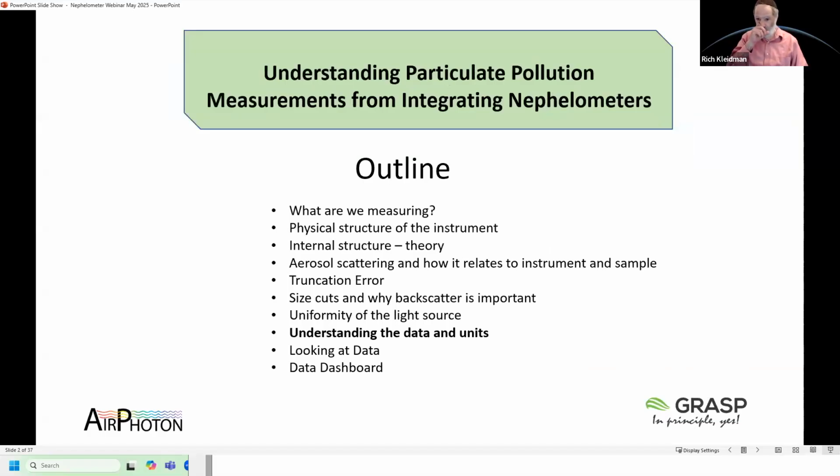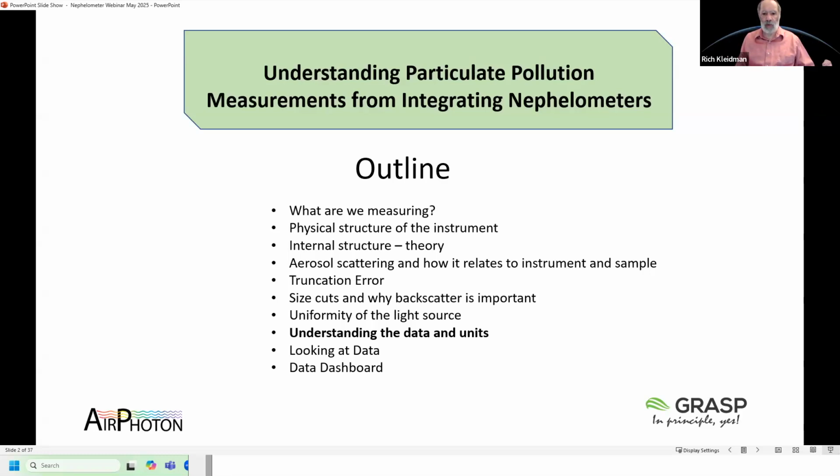And here's my outline. It's a long outline, but I don't think it's quite that long a presentation. So just going to go through the basics. So what are we measuring? Talk about the physical structure of the instrument, internally how it works, some theory about aerosol scattering, truncation error, which is very important. That's all talking about just basic nephelometers, general nephelometers. And then something we do with some of our instruments is we have the capability to look at different size cuts. And that will also illustrate the point of why backscatter is important.